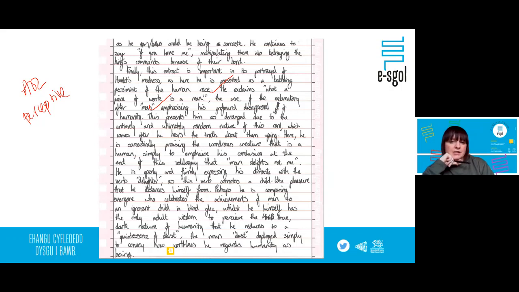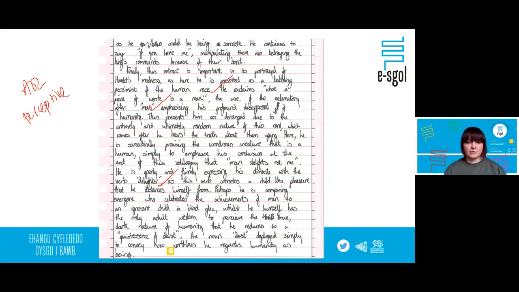He is openly and firmly expressing his distaste with the verb delights, as this verb connotes a childlike pleasure that he distances himself from. So again, continues here with the focus on the word delights, okay, and the fact that it's a verb choice. Look at the close analysis of language. So using a short phrase of man delights not me, 4 words, then picks up that individual word of delights and looks at the impact of that.